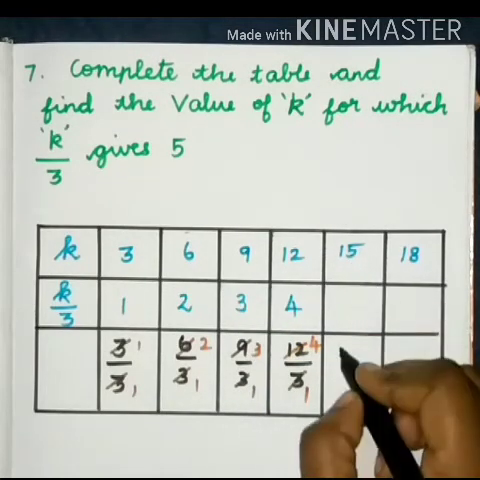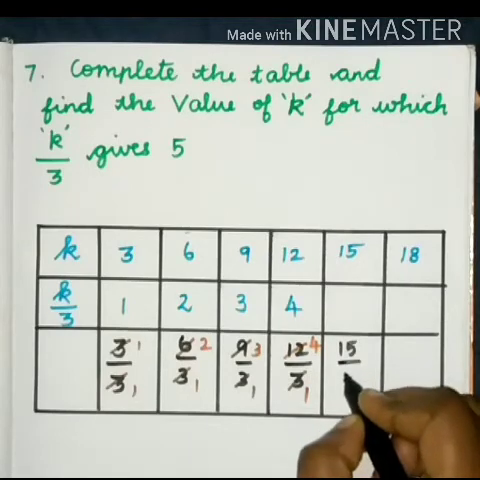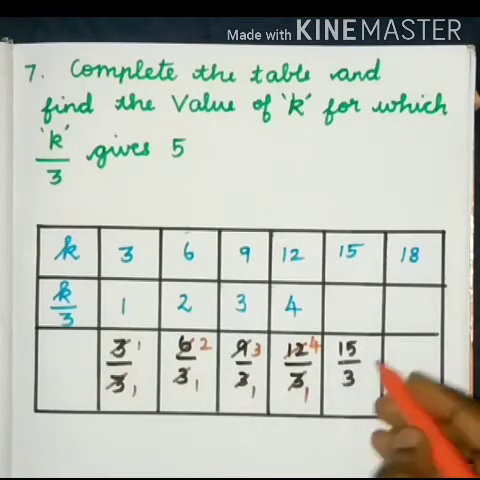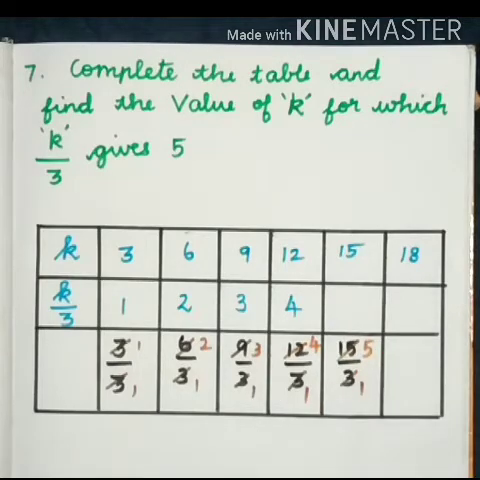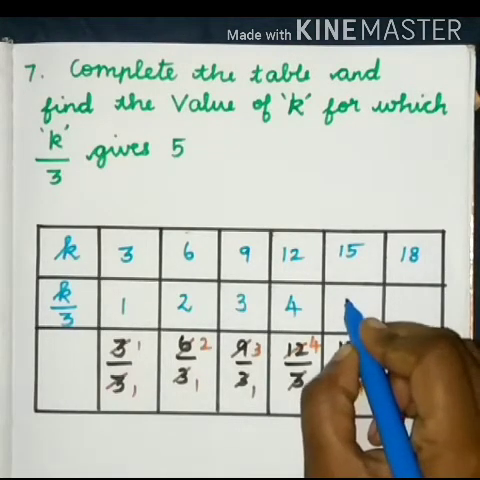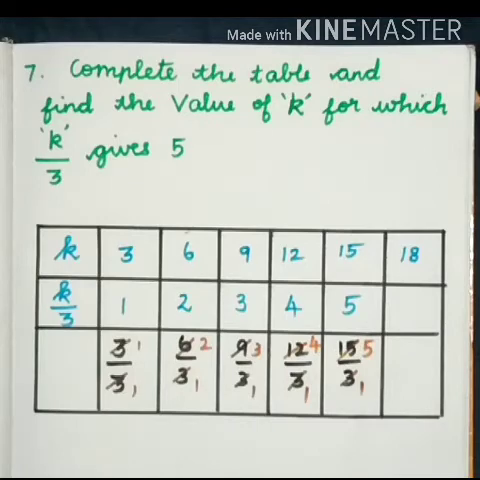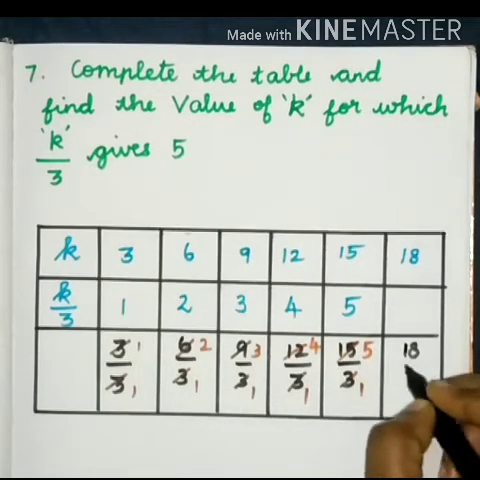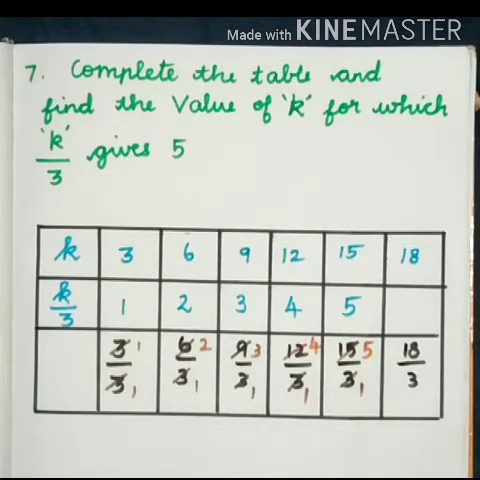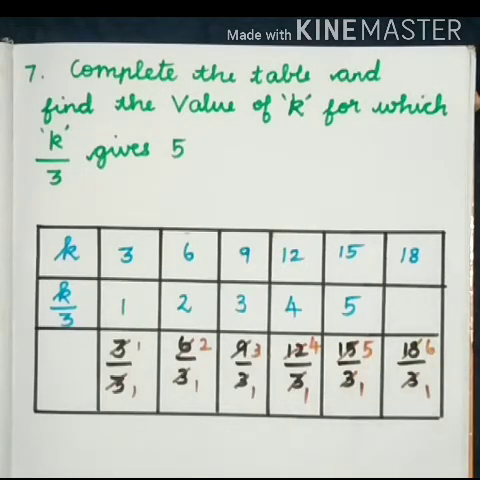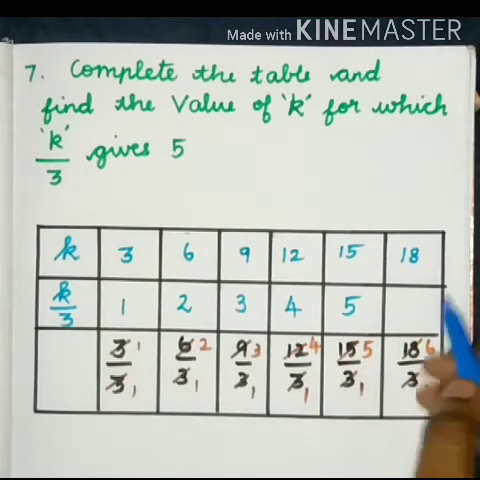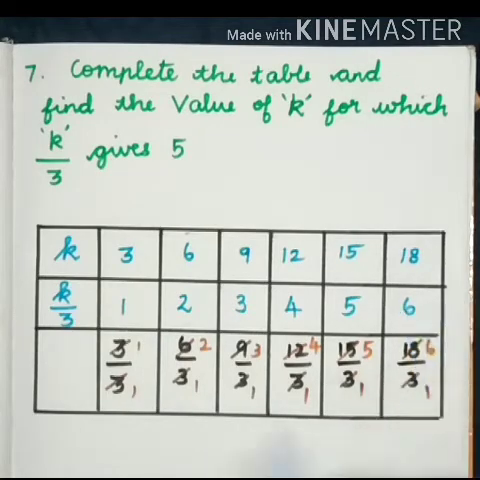K value is 15, 15 by 3. 3 ones are 3. 3 fives are 15. So k by 3 value is 5. K value is 18, 18 by 3. 3 ones are 3. 3 sixes are 18. So k by 3 value is 6.